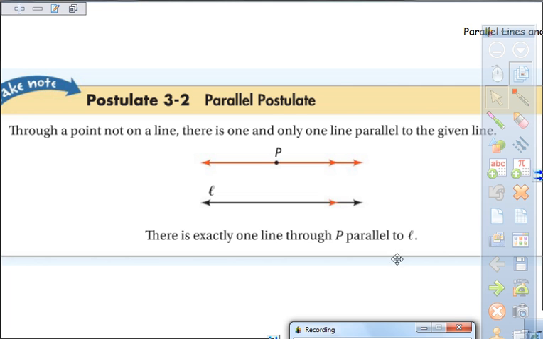After that, you probably won't use this one very much. So it's nothing you need to memorize, but at least know what the parallel postulate does. It creates a line parallel to a line that you've already drawn.